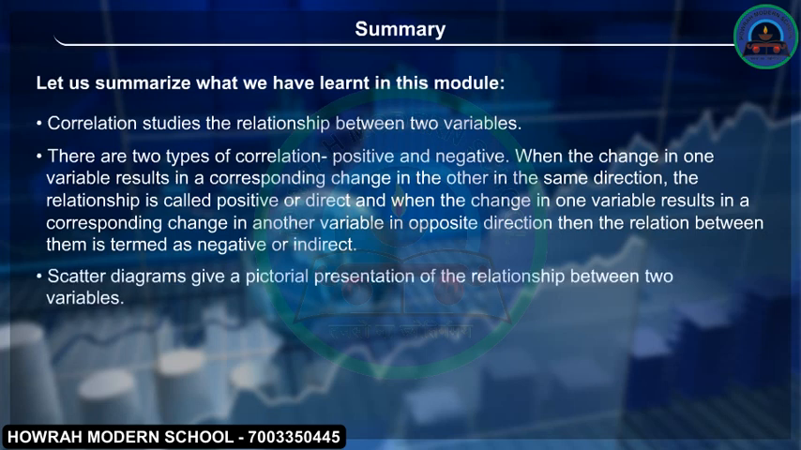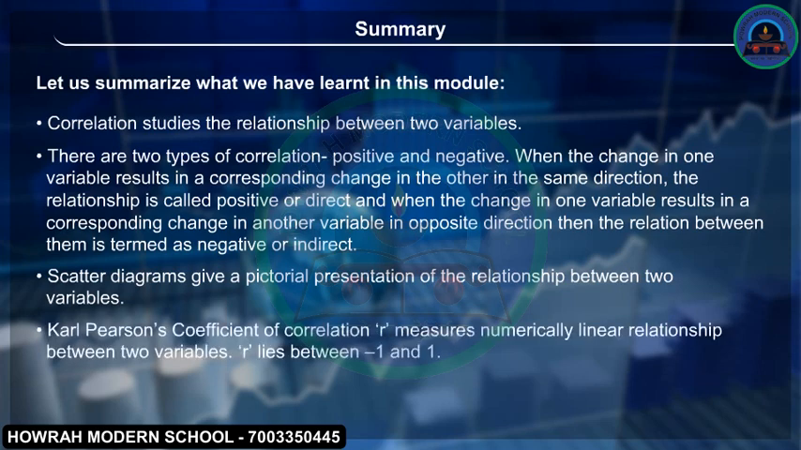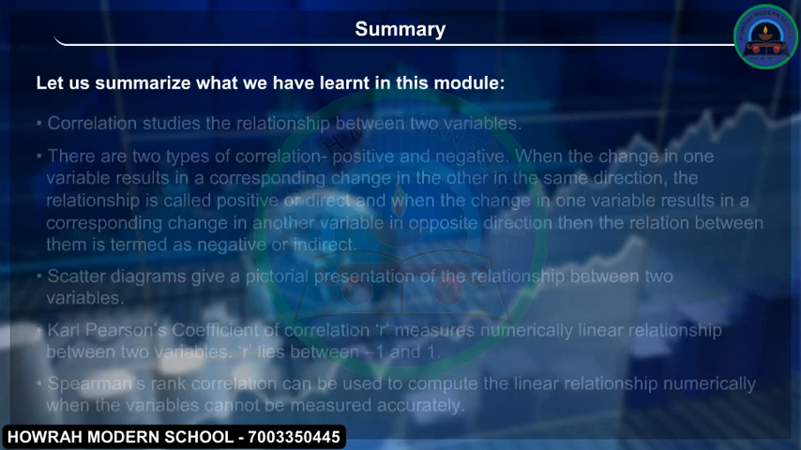Scatter diagrams give a pictorial presentation of the relationship between two variables. Karl Pearson's coefficient of correlation R measures numerically the linear relationship between two variables. R lies between -1 and 1. Spearman's rank correlation can be used to compute the relationship numerically when the variables cannot be measured accurately.